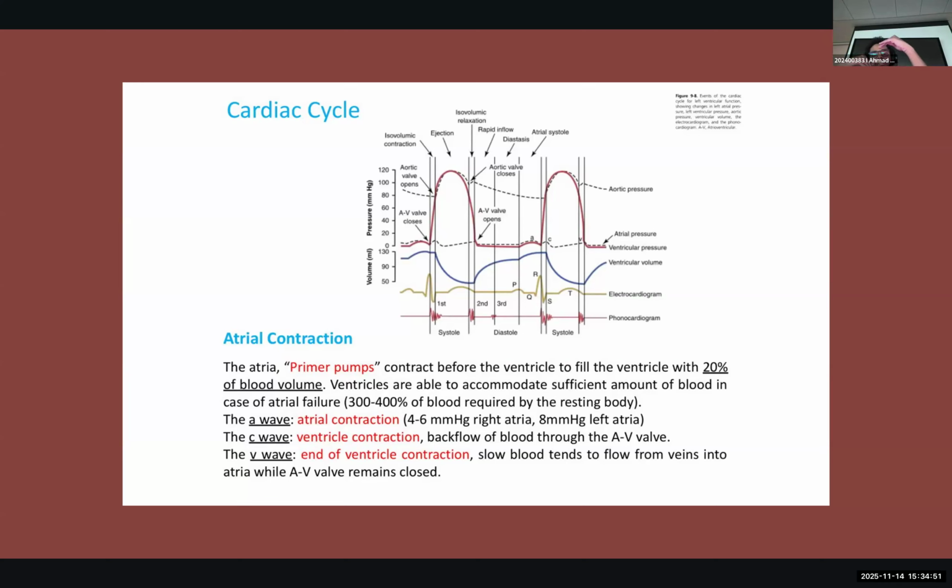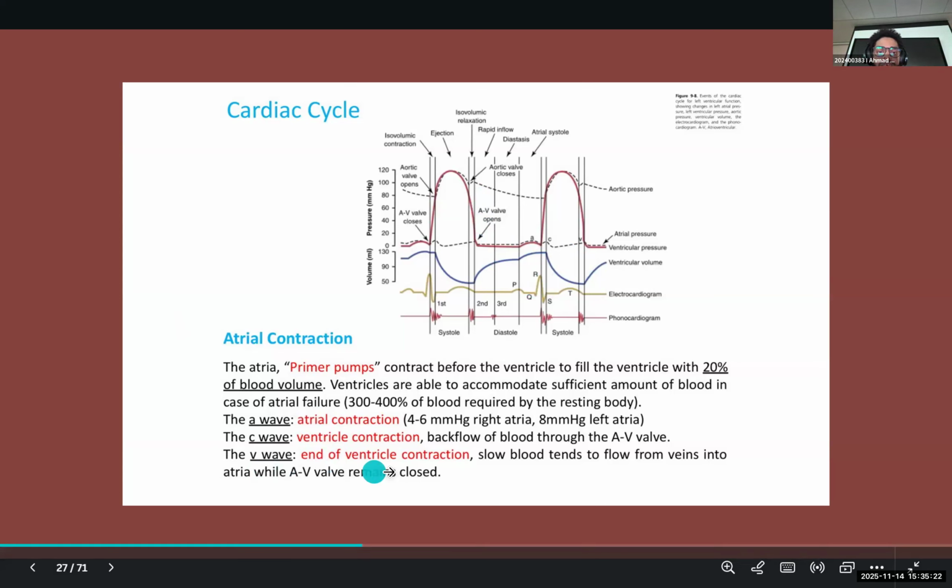Initially, the pressure in the atrium was higher than the pressure in the ventricle. So when the ventricle begins contracting, the pressure increases in the ventricle, as you can see over here, and it starts exceeding the pressure in the atria. When that happens, the valves are forced shut. When the valves are forced shut due to the high pressure, it doesn't just shut, but it even bulges back into the left atrium. As a result, it's responsible for the C wave that we see on the cardiac cycle.